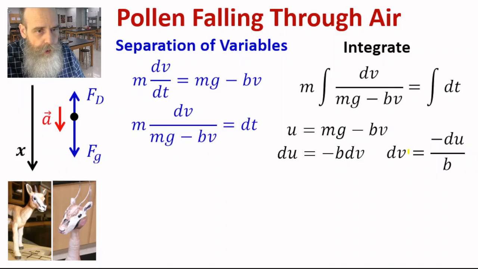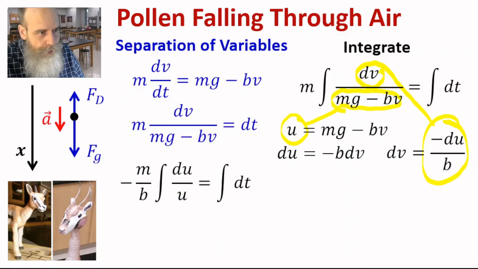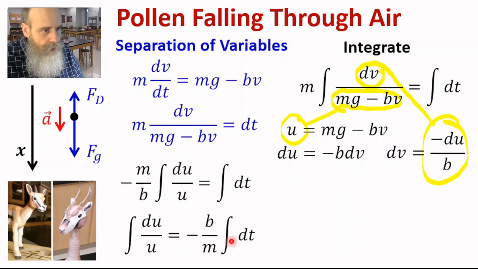So now what we want to do is replace dv with negative du over b. So make that replacement there. And instead of mg minus bv, we'll put u into our equation. So make those two replacements. And this is what we get. Negative m over b du by u equals dt. Now let's multiply through by negative b over m, and this is what we get.